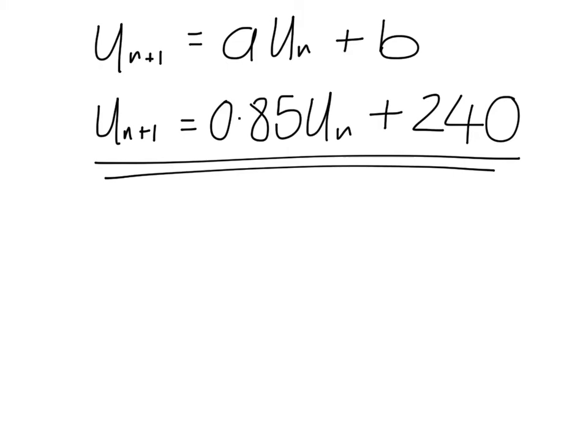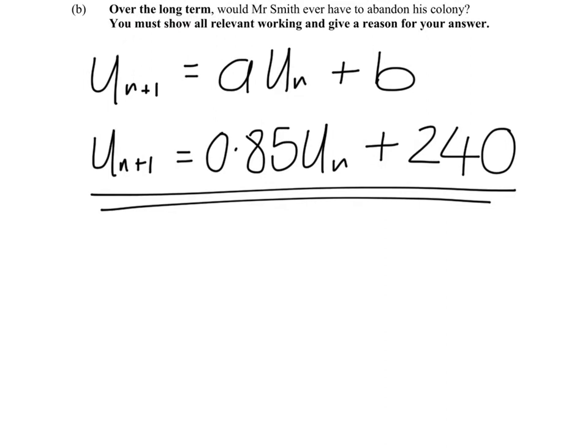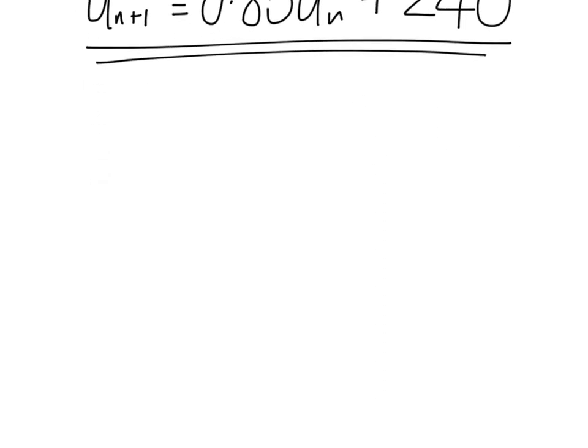If we look at part B again, we're asked about, over the long term, would Mr. Smith have to abandon his colony? So when reading that, you should immediately realise that what you want to do is calculate the limit. So first of all, we know that a limit definitely exists, and that's because our multiplier A, which is 0.85, lies between 1 and minus 1, so therefore a limit exists.